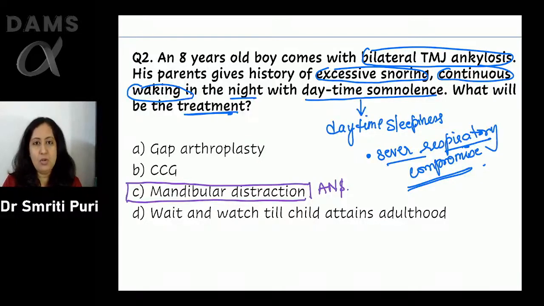You can do a gap arthroplasty. You can do a costochondral grafting. Yes, that is the treatment plan, but that is not going to relieve your airway symptoms. And wait and watch will not help. Patient is going to go into acute respiratory problems. So gap arthroplasty and costochondral graft are not the priority. The priority is to bring relief to the airway.